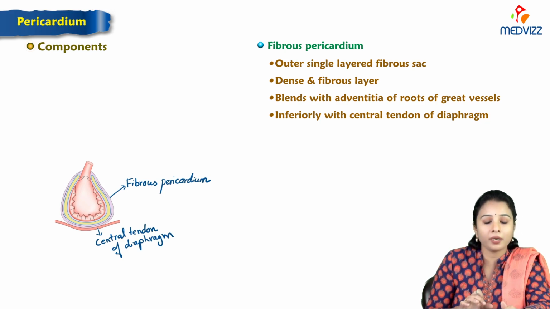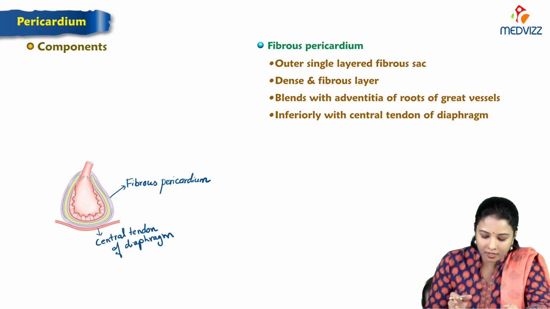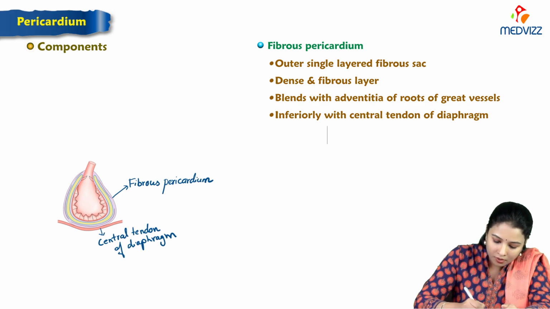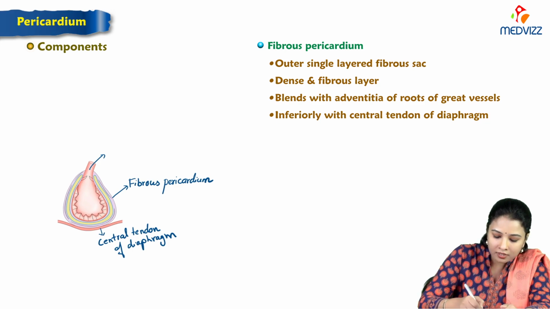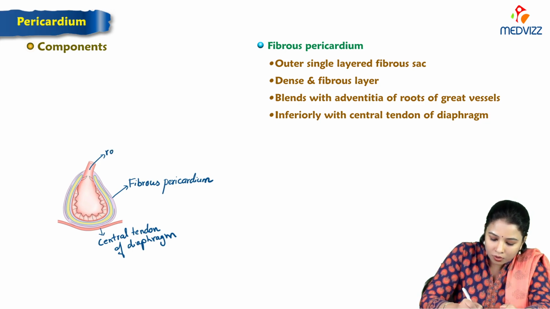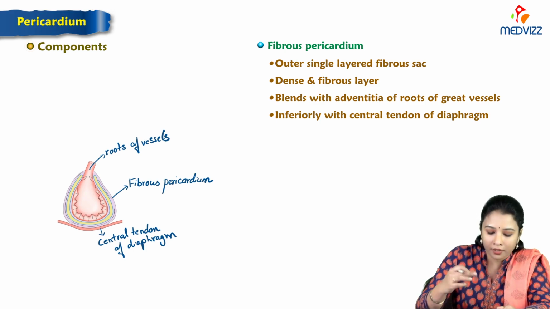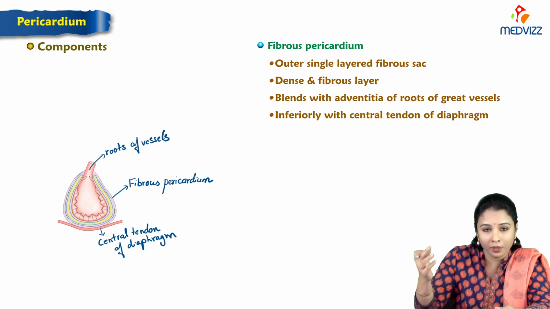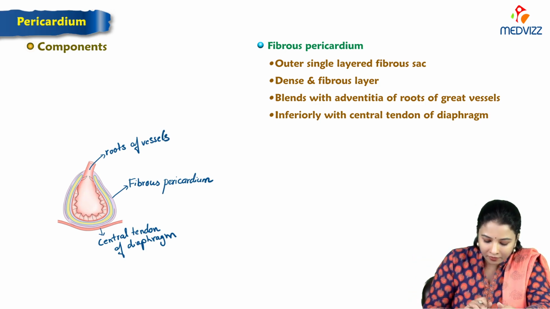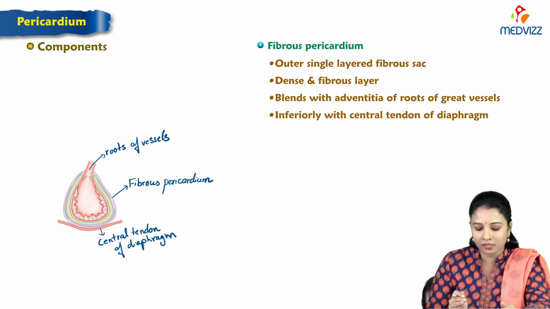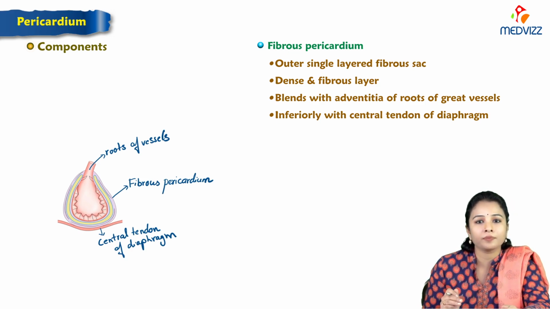Here is the schematic image for you to understand the pericardium and its components. This represents the roots of the great vessels. So the fibrous pericardium blends with the outer layer of the roots of the great vessels superiorly, and inferiorly we can see it blends with the central tendon of the diaphragm.